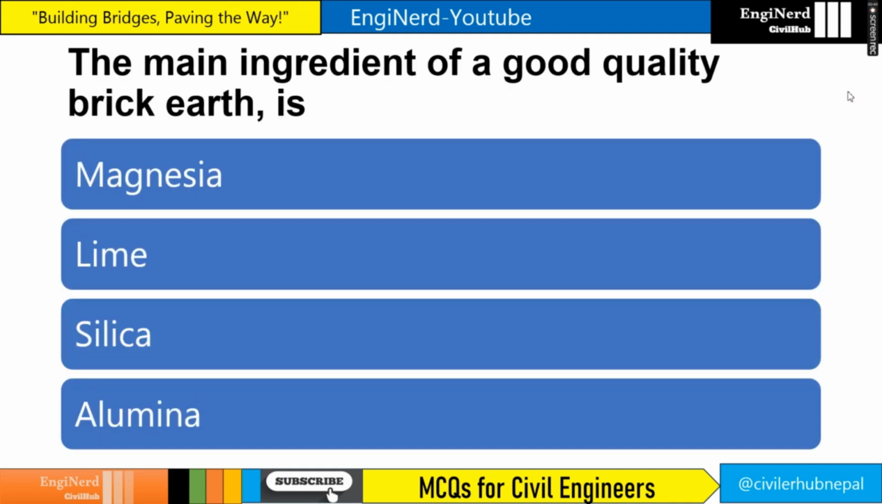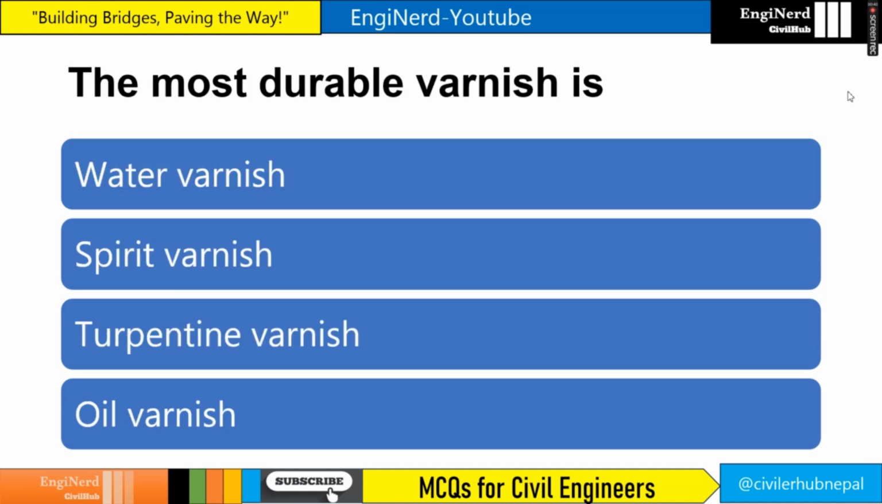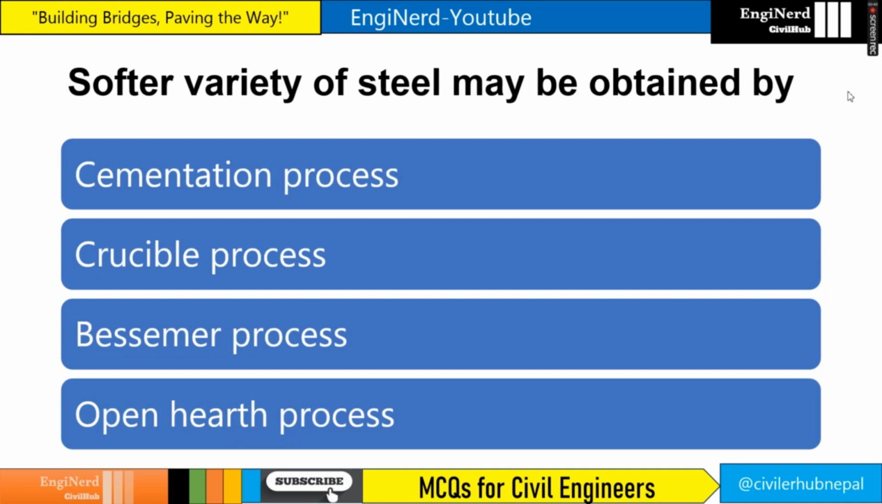Let's go. The main ingredient of a good quality brick earth is alumina. In stone masonry, stratified rocks are so placed that the direction of pressure to the plane of bedding is 90 degree, right? Right angle to each other. The most durable varnish is copal varnish. Softer variety of steel may be obtained by Bessemer process, right?